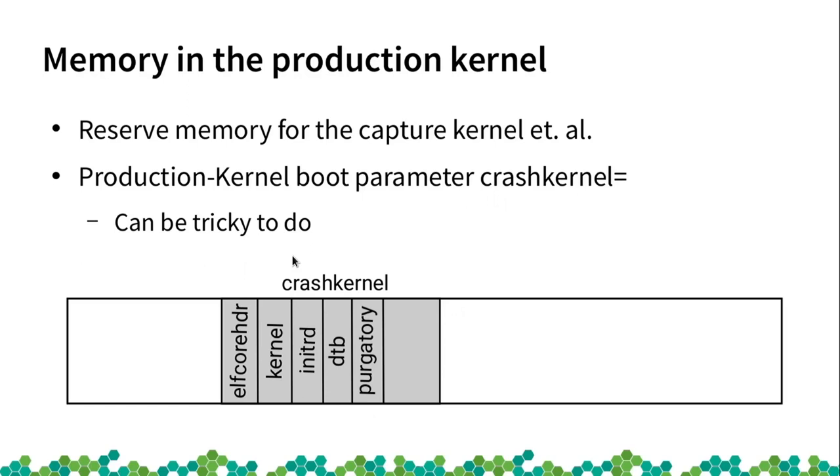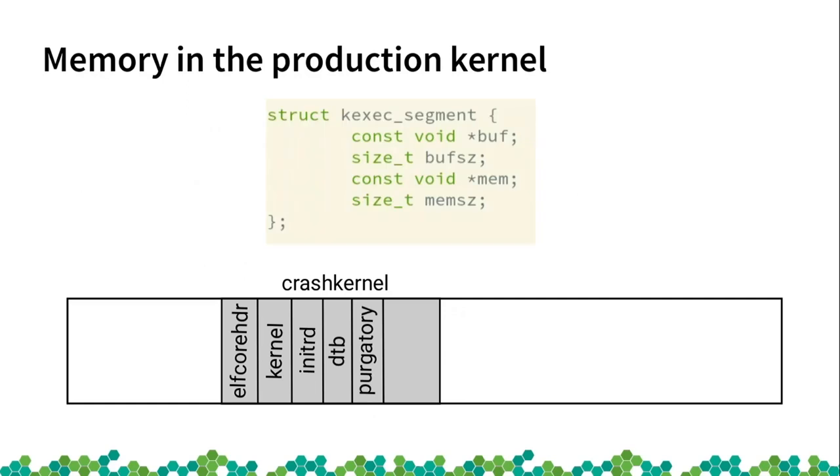There are some tools that can help you. I will show you later. And you can see in this reserved area there are different segments like ELF core header, kernel, initrd, device tree, and purgatory, which get loaded into the reserved memory, and then the part here at the end is the memory that the capture system can actually use after boot.